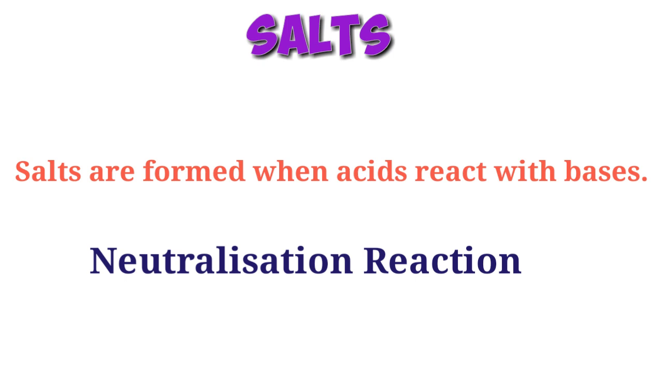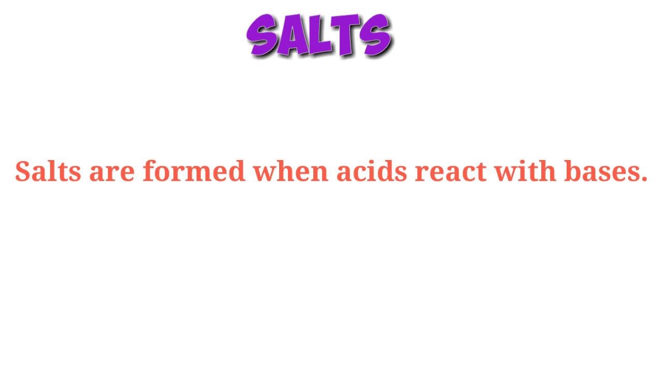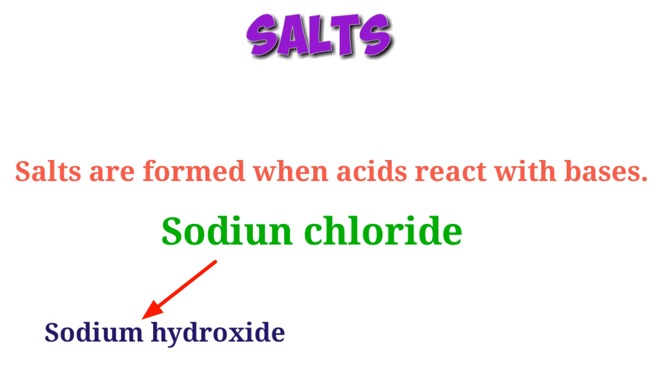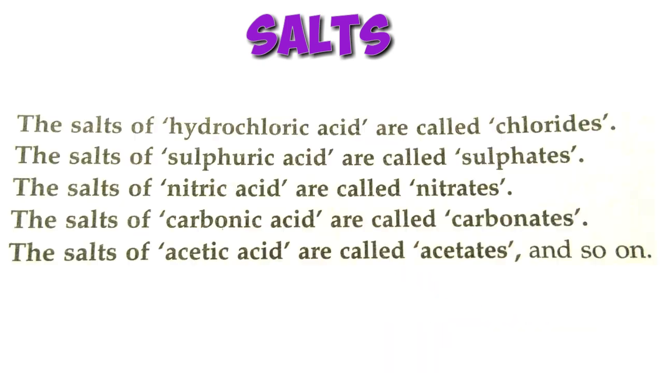The name of the salt consists of two parts. The first part of the name is derived from the name of the base, and the second part comes from the name of the acid. For example, the name of the salt called sodium chloride comes from the sodium hydroxide base and hydrochloric acid. The salts of hydrochloric acid are called chlorides, those of sulfuric acid are called sulphates, of nitric acid are called nitrates, of carbonic acid are called carbonates, and of acetic acid are called acetates.